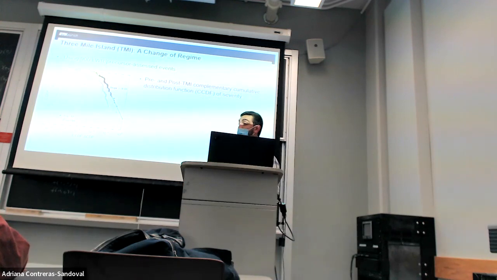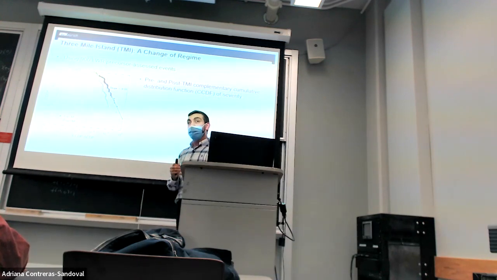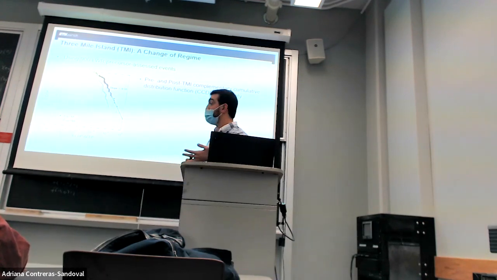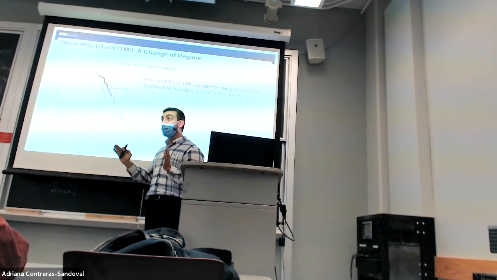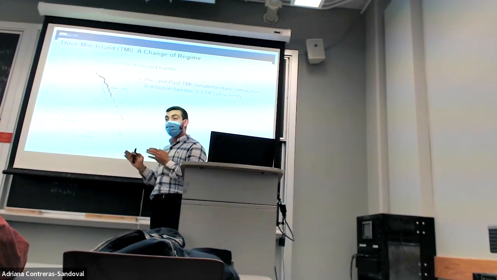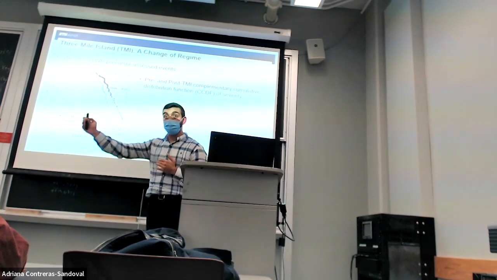We wanted also to study, based on the precursor assessment for light water reactors, pressurized and boiling water reactors, we have around 900 events. We wanted to study the risk profile as well, and whether there was any shift in the risk profile post Three Mile Island.